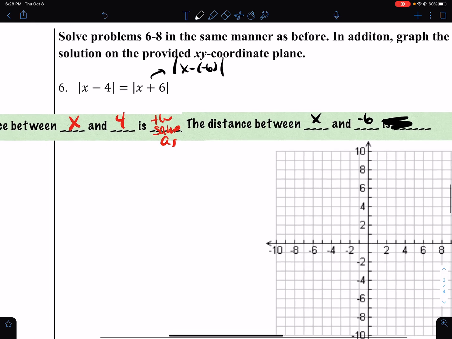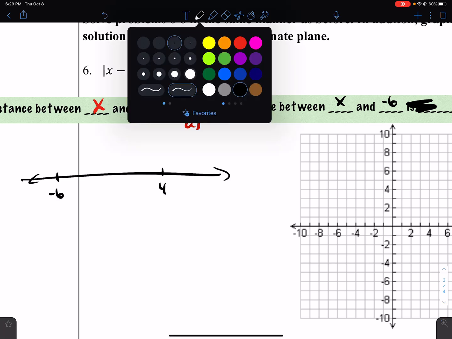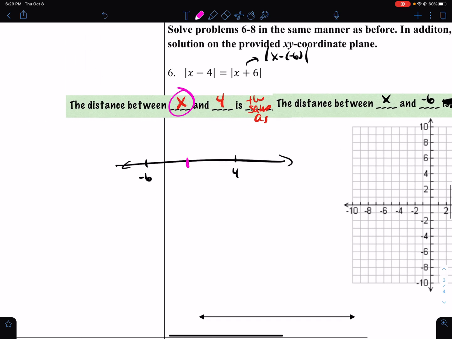So in other words, we know where 4 is on the number line, and we know where -6 is on the number line. Whatever the x that we're looking for, it's the same distance away from both of those numbers. So in other words, if it's the same distance from 4 as it is from -6, doesn't it have to be in the middle? So let's figure out the total distance.